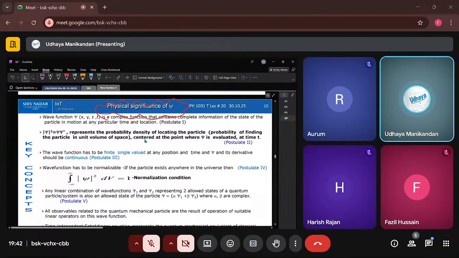So the wave function is a complex function that contains complete information about the state of the particle at any particular time and location. It contains everything, all the information of the particle at any time and location. You have to remember a few properties. First, it should be single valued.